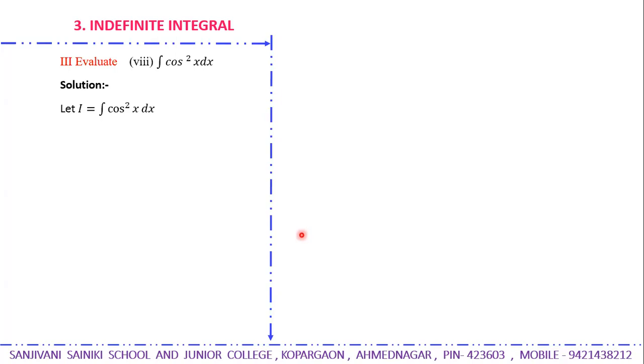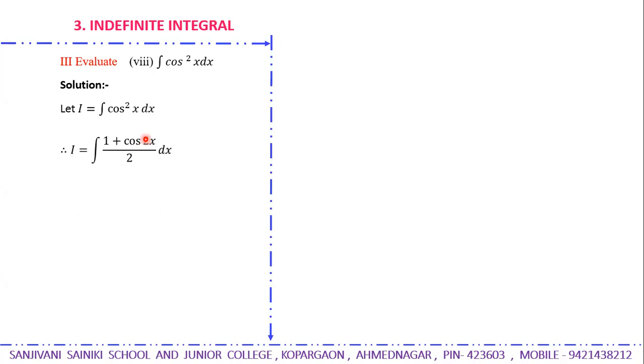Now, the next example is the integral of cos square x. We don't know the formula to find the integral of cos square x or sine square x, but we can convert cos square x using the cos double angle formula of cos 2 theta. So, cos 2 theta is 1 minus 2 sine square theta. Cos 2 theta is also equal to 2 cos square theta minus 1.